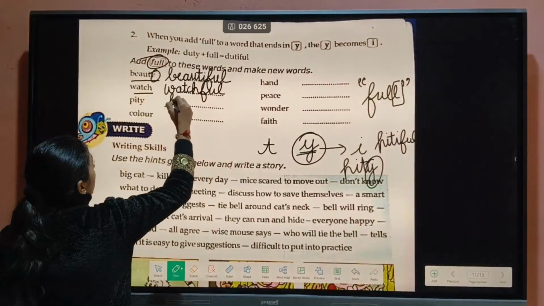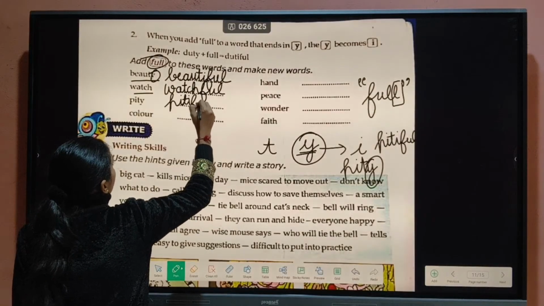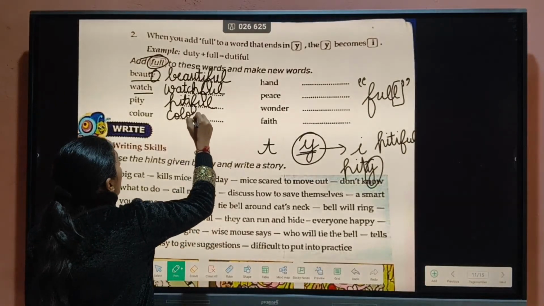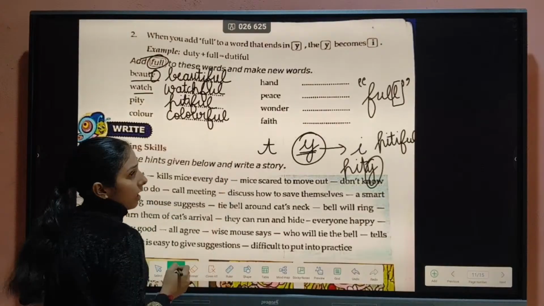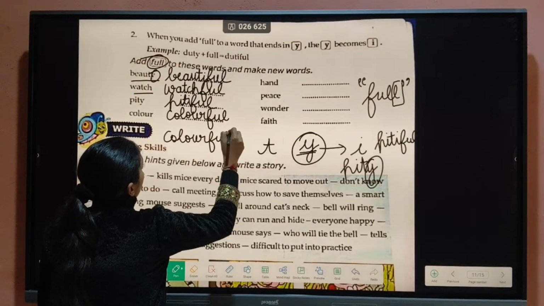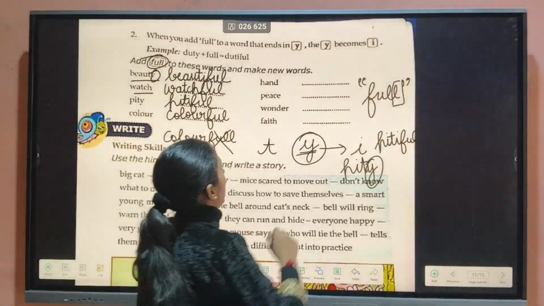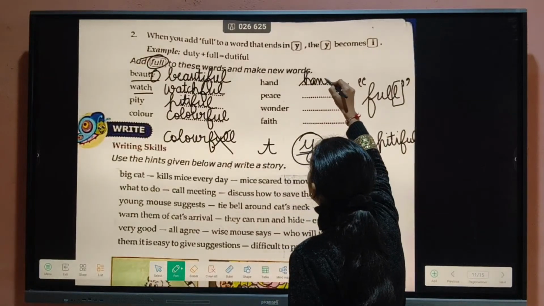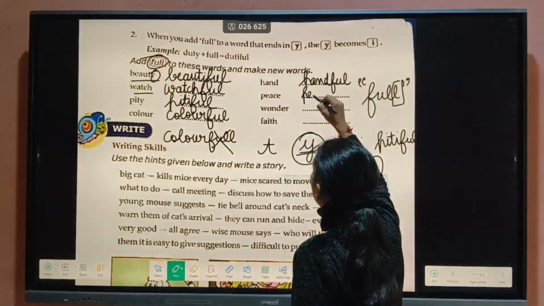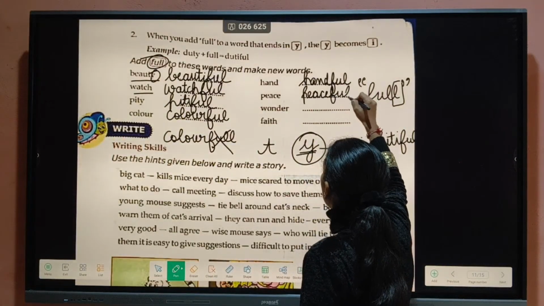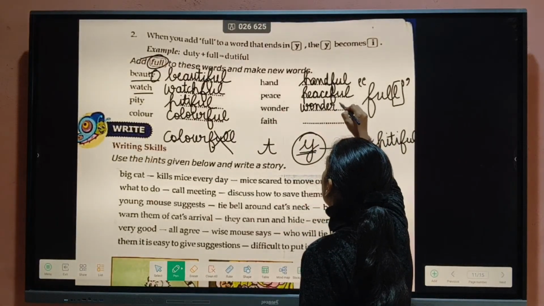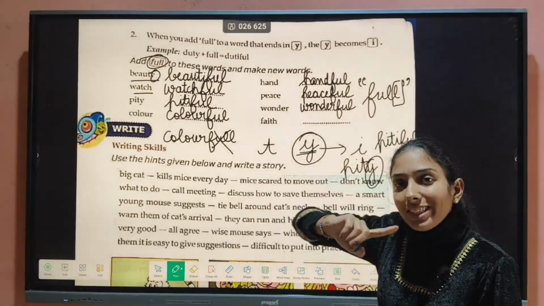Okay, pity, P-I-T-I-F-U-L, like this. Colorful, C-O-L-O-U-R, F-U-L. And if we write this spelling like this, beta, F-U-L-L, it will be wrong. Okay, only a single L will come. Handful, H-A-N-D, hand, F-U-L, full, only single L. Peaceful, P-E-A-C-E, peace, full, F-U-L. Wonderful, W-O-N-D-E-R, wonder, F-U-L, full, only a single L will come.